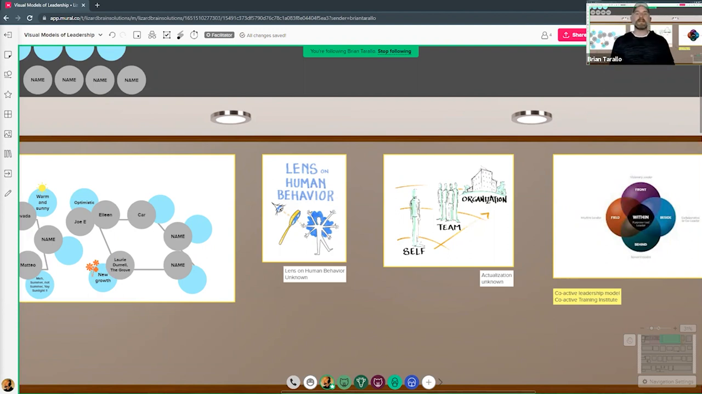The other one is the idea of self, team, and organization. This is called actualization. I couldn't find the source for this one. But another way you could think about leadership models is that leadership exists at all levels. There's individual leadership. There's leadership as a team. A team tool that you'll see in here is the Drexler-Sibbet model for team performance. So that's one to take a look at.